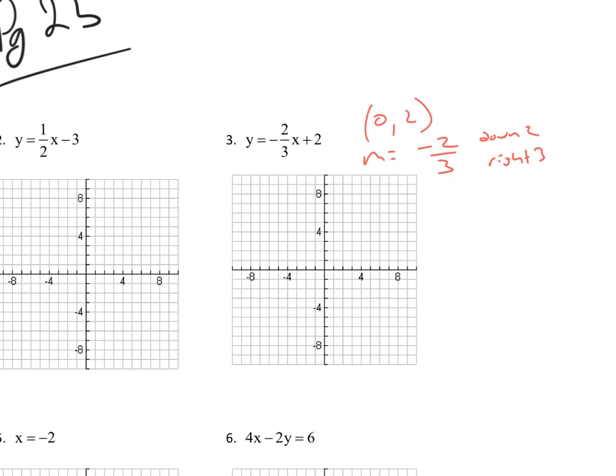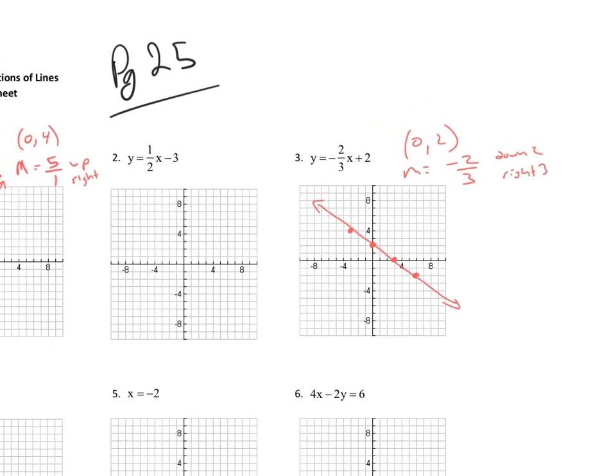So I go to (0, 2), my y-intercept, and then I'm going to go down 2 units and right 3 units. I could continue that pattern. If I wanted, I could go up 2 units and backwards 3 units. And notice they all line up, and so now I can make my line to go through it, and there we go.